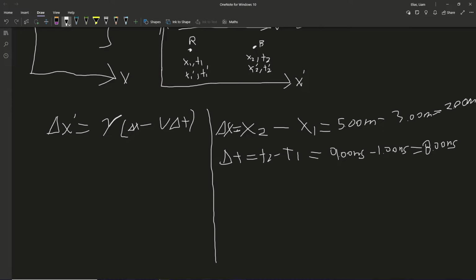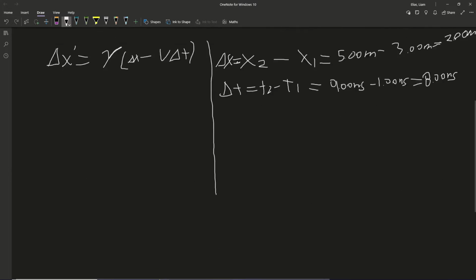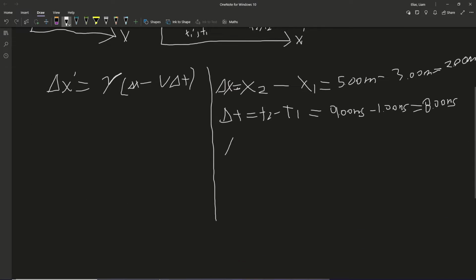One more side note before we go into it. All this equals delta x prime. But in the question we're told that both flashes are observed to occur at the same location in S prime, meaning that the difference between the locations of the events in S prime is equal to 0. So delta x prime equals 0. We'll just write this down: delta x prime equals 0.